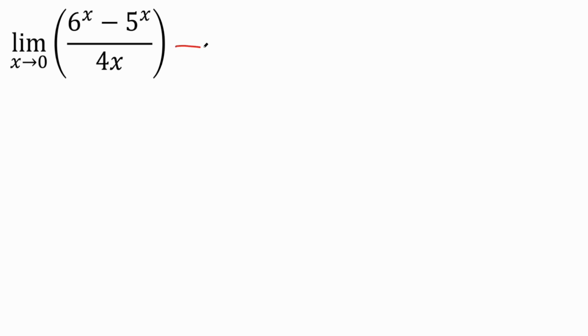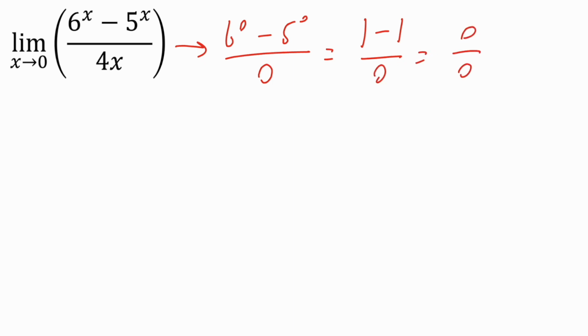But let's even be more specific. Let's also tackle the numerator. So 6 raised to 0 minus 5 raised to 0. And we already said the denominator is 0. Now 6 raised to 0 gives you 1. 5 raised to 0 also gives you 1. So we have 1 minus 1, which is 0. And so we have 0 over 0. And because we have 0 over 0, we can use L'Hopital's rule.